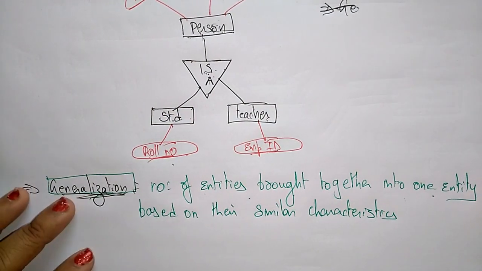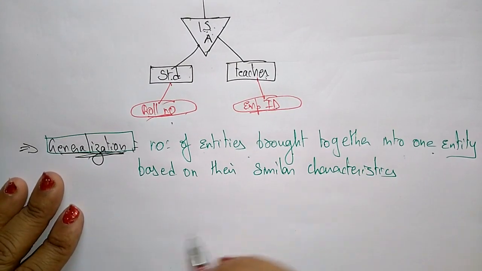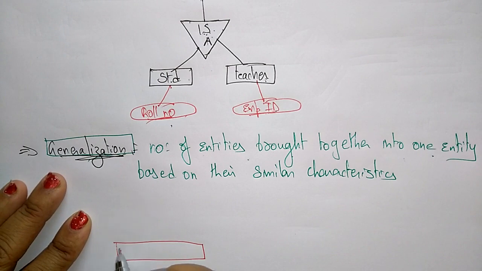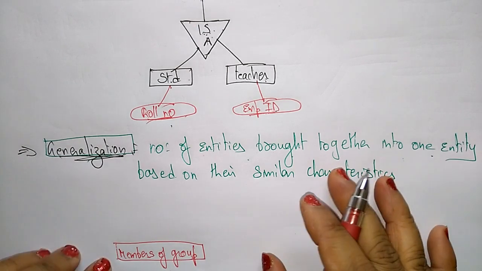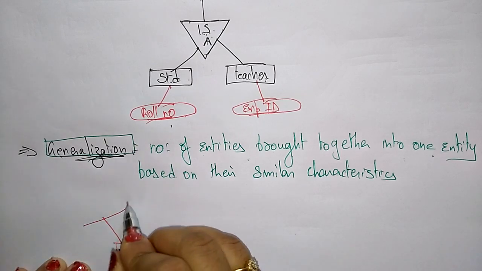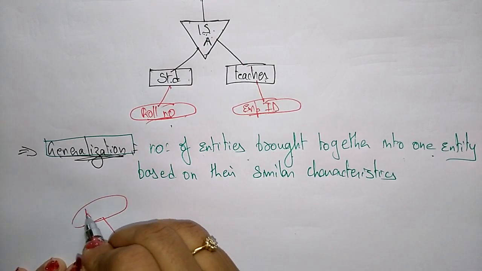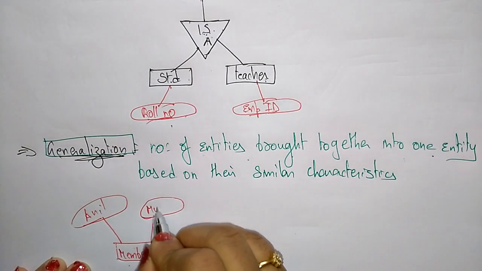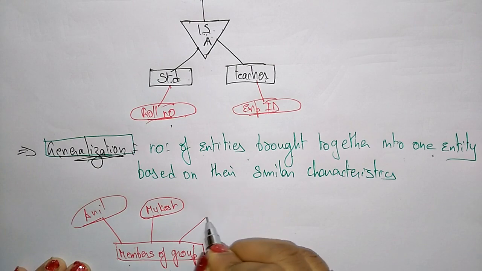So let me take one example for the generalization, then you will understand. So here suppose members of a group will be there. One group will be there. So in the group you are having different members. So suppose a WhatsApp group is there. A WhatsApp group is having members. A member is nothing but the name of a person. So Anil. Next Mukesh. Gopal.